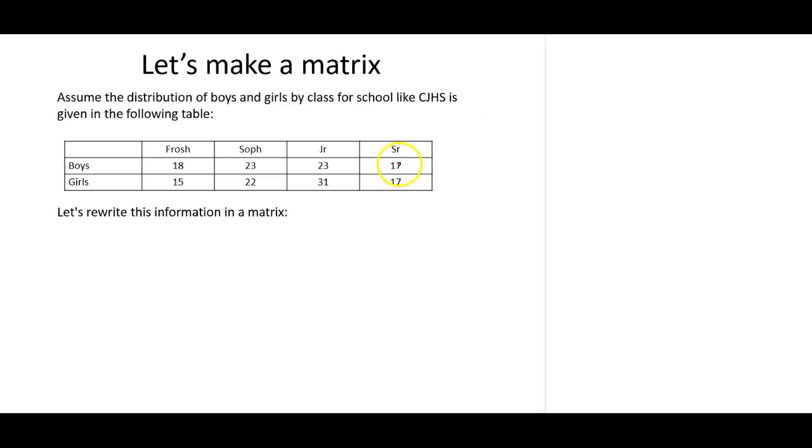Okay, so first slide here is let's make a matrix, and here I just have a table of some information. So let's take a look at what's in here. Assume the distribution of boys and girls by class for a school like CJHS. I guess I need to change that to RZJHS. It is given by the following table. So we look at freshmen here, we see we have 18 boys, 15 girls. This is just hypothetical at this point. Senior class here has 17 of each. This has a large junior class, 23 and 31.